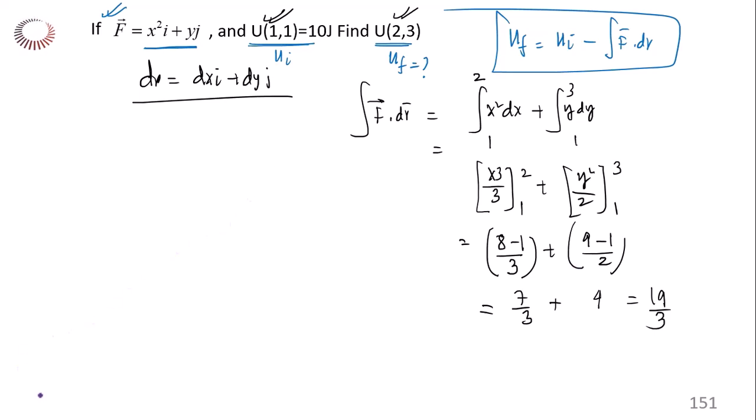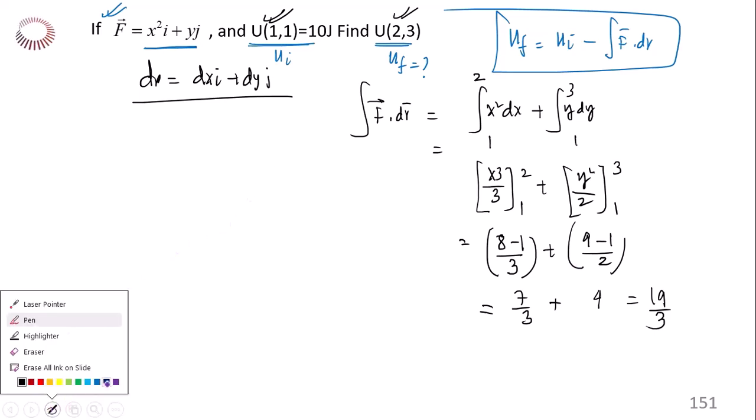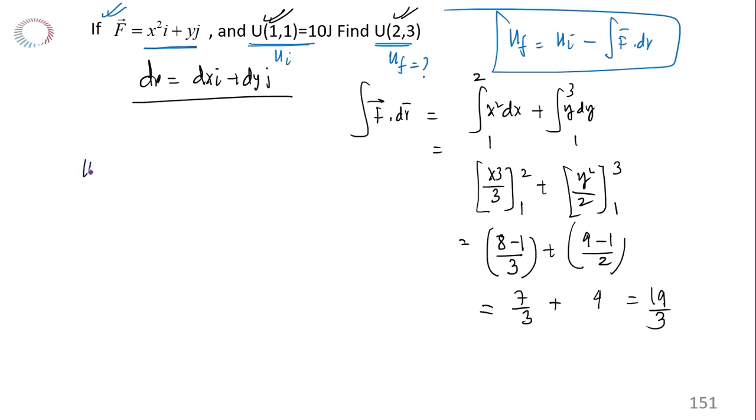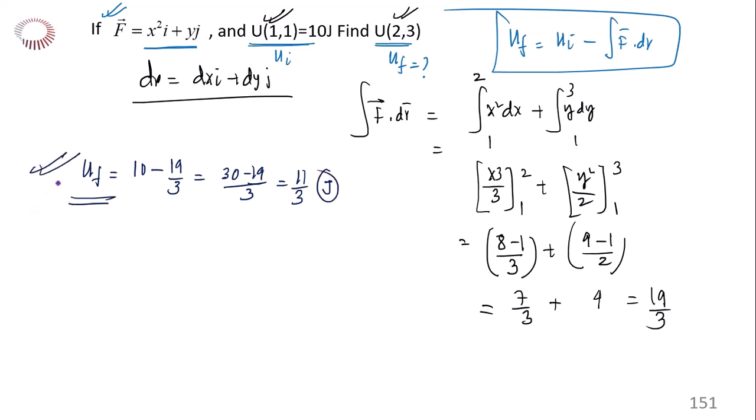So finally you can put the value. U final should be equal to how much? U initial is 10, minus the integration result, so minus 19 by 3. Then 30 minus 19 by 3 means 11 by 3. So 11 by 3 is the final potential. This is the final answer: U final is equal to 11 by 3, provided U initial is given.